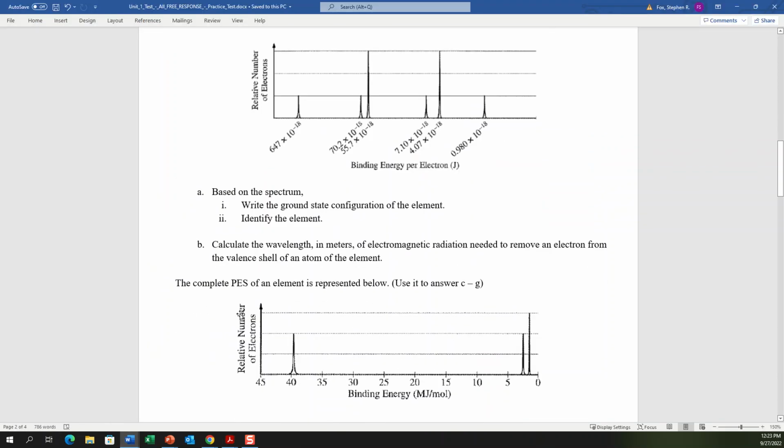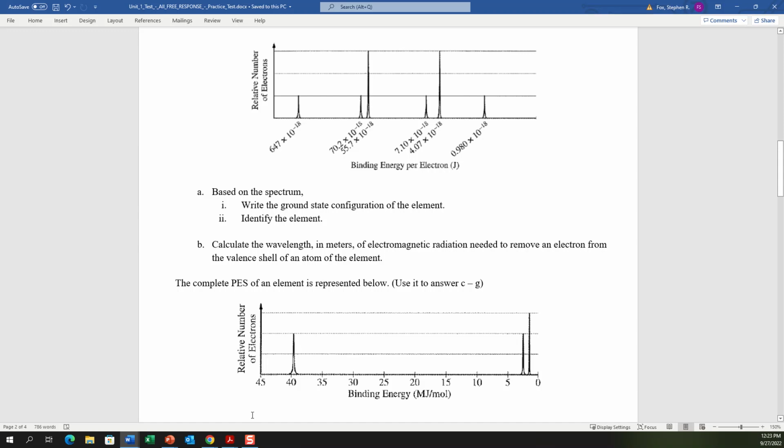Next question. Calculate the wavelength in meters of light, electromagnetic radiation, so light, needed to remove an electron from the valence shell. So here is the valence shell, and this is the ionization energy for one electron. Notice the x-axis is binding energy per electron. So that's why this is such a small number, because it's talking about an individual electron being removed from the atom. And it's not proper scientific notation, but that's okay. 0.98 times 10 to the negative 18.